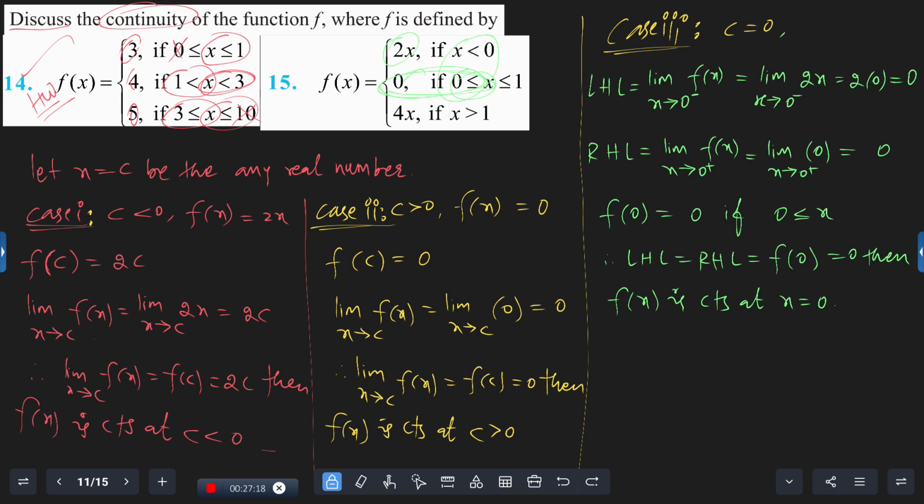Understand? This is only for 0. In the same manner we have to do it for 1 also. Children, again I am telling, for continuity kindly do both cases. Many teachers also do only this. Only this they will be doing.